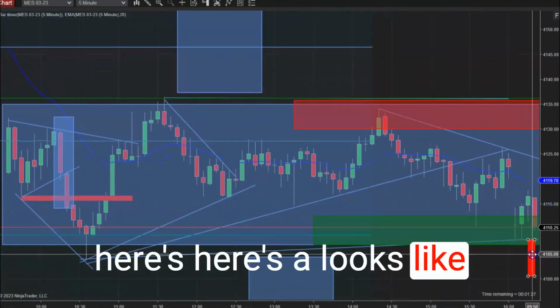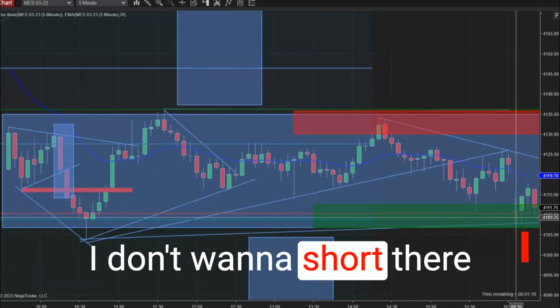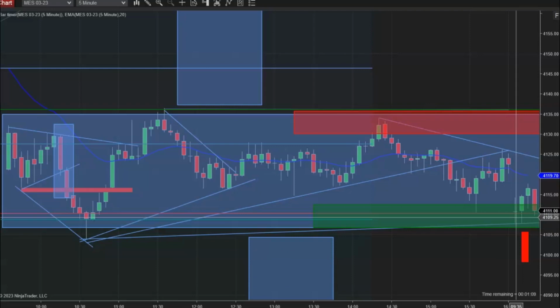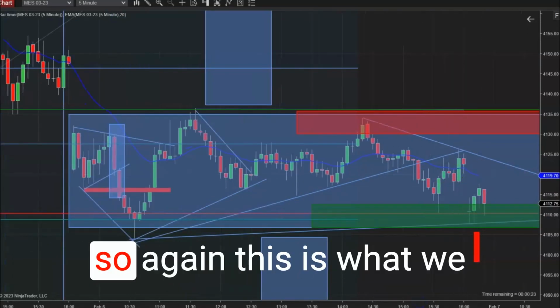And now here it looks like what's going to be a big red candle, and right now I wouldn't want to short yet because again we're still in the buy zone. We're at support for the day, so I don't want to short there yet. I want to see some decisive action, but let's see what happens. Very muted price action, and this is something that I look at because the bars are small. Nothing's decisive. So again, this is what we call amateur hour.